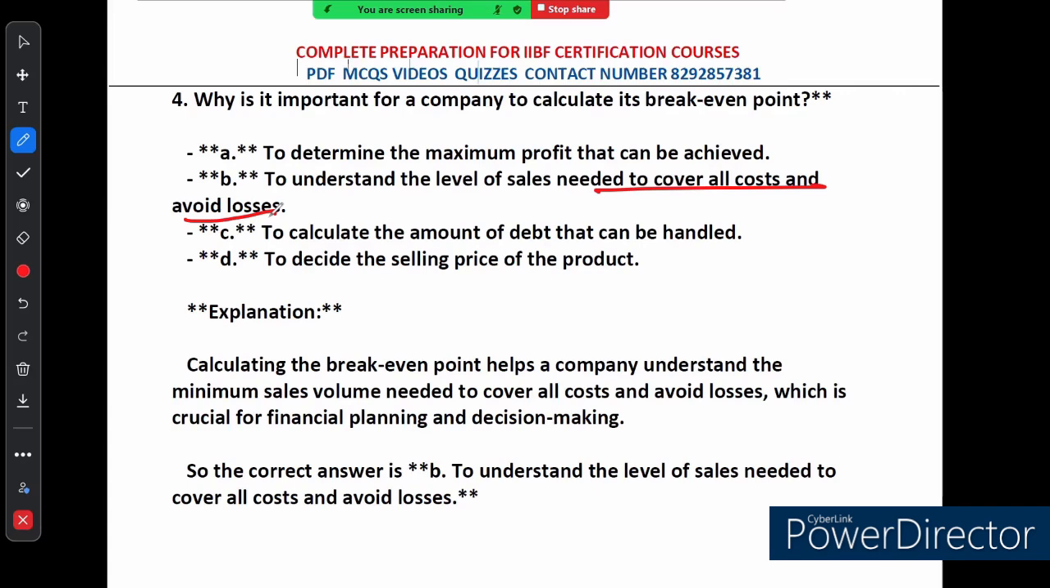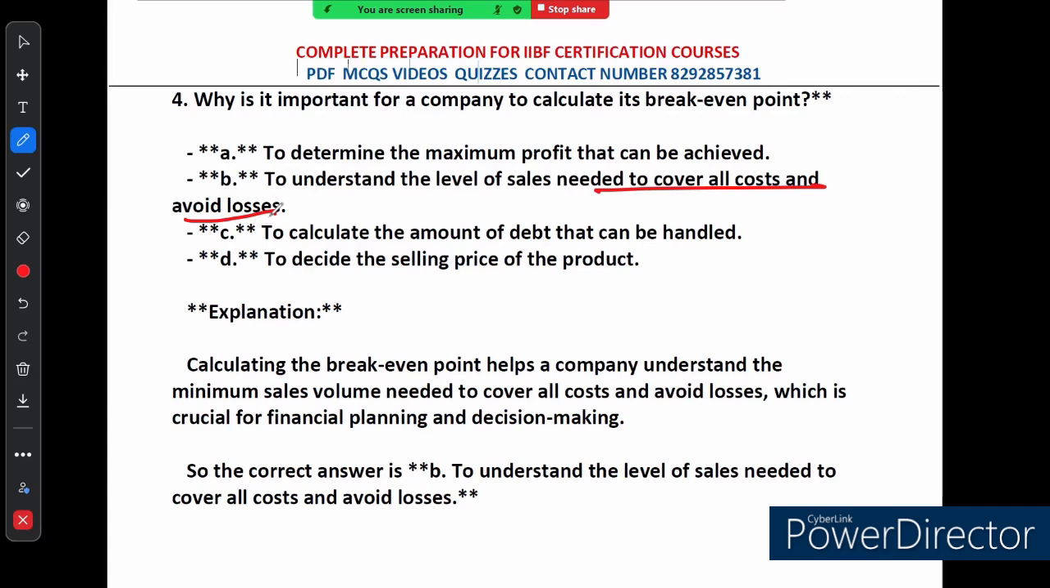It is simply the foundation of financial planning. If you don't know the minimum amount of sales you need to avoid losing money, you are flying blind. Understanding your break even point helps you set realistic sales targets and manage your expenses. For example, you know you need to sell 500 units just to break even. You can strategize around that target, whether it is adjusting your marketing effort, cutting cost, or even reevaluating your pricing.